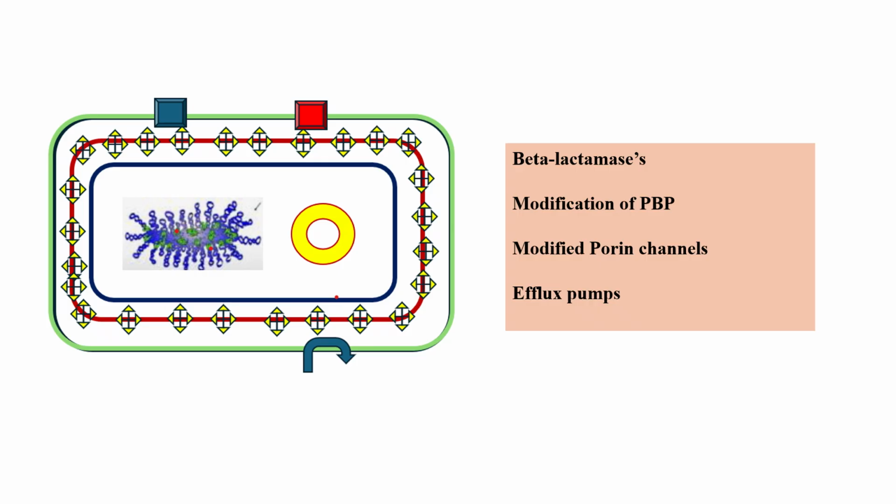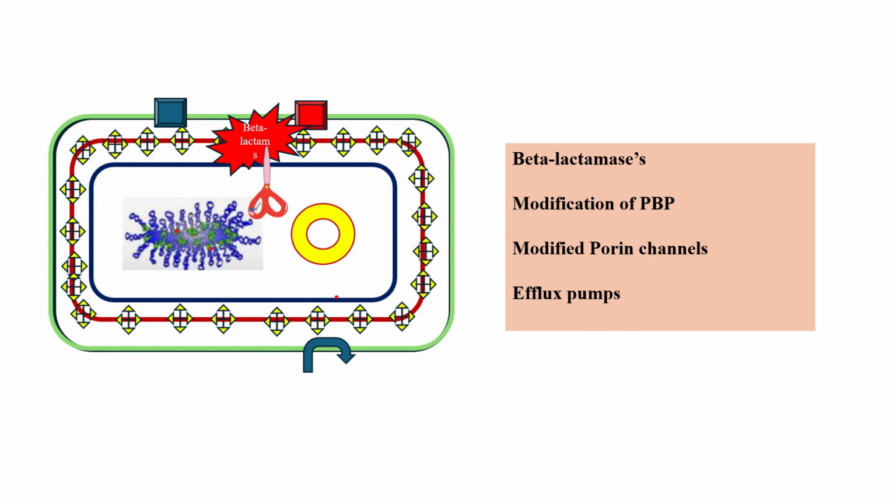So there are a variety of efflux pumps. The most recent, advanced efflux pumps for bacteria are called RND efflux pumps. So these are the different mechanisms by which bacteria will try to become resistant to antibiotics. One of the most important mechanisms we talked about is beta-lactamases, the enzymes which break beta-lactam antibiotics.